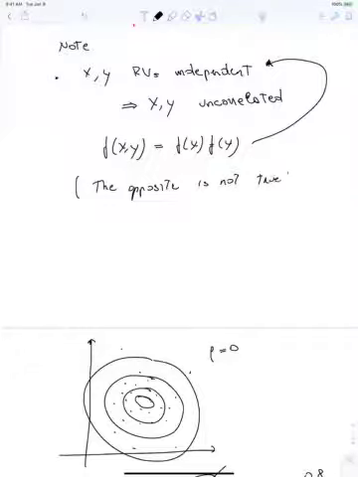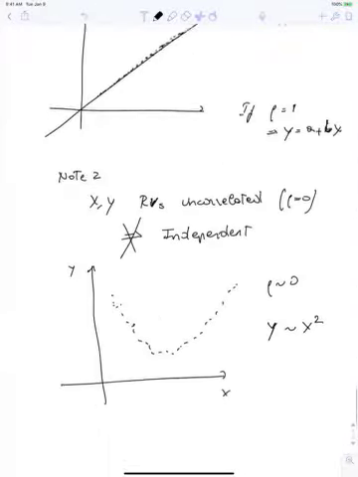I'm stressing a lot on it because sometimes in common English language we use the expression uncorrelated and independent as synonyms, but from a statistical point of view, this is not true.